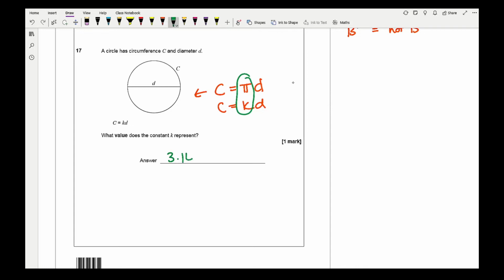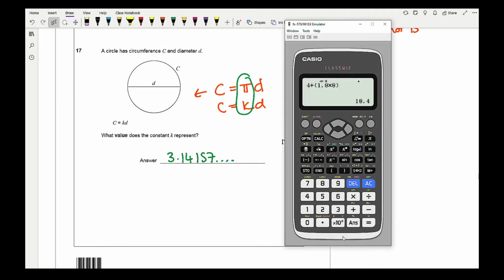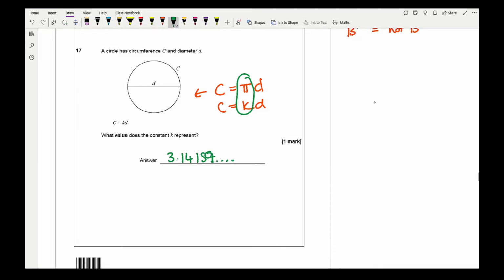Well, it represents 3.14159 and then blah blah blah. Now if you want the exact value, what you need to do is press shift and your pi button on your calculator, press equals, and it comes up like that. And that should be a 9, not a 7. A little bit embarrassed. Let's just stick a 9 there, and so forth.